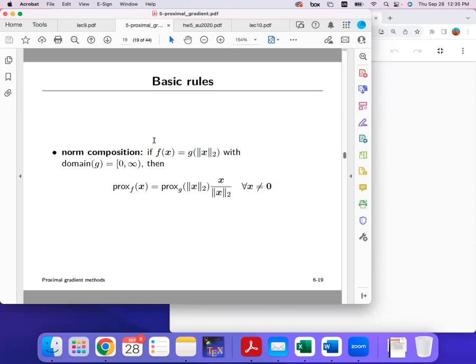Yeah, and sometimes the function is another function of the L2 norm of the variable. So the input to g is a scalar. It's the L2 norm of the vector x. In this case, the proximal mapping of f is given in this form. It's the proximal mapping of g at this point, multiplied by the unit vector associated with vector x.